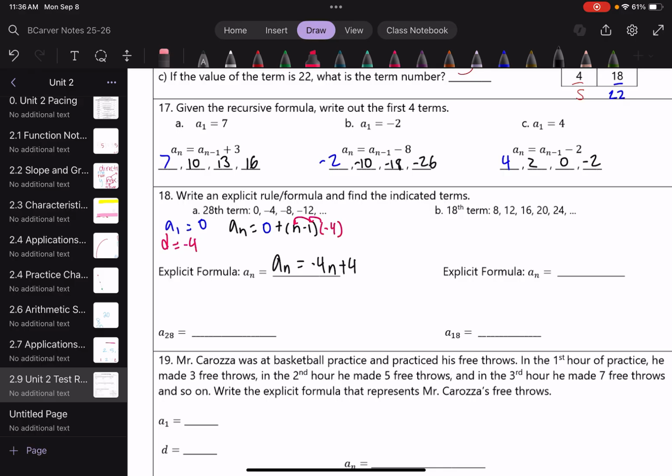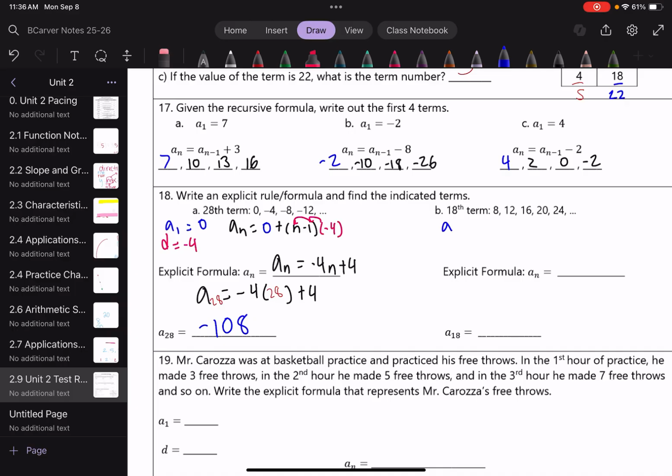And then if I find the 28th term, anywhere I have an n, I'm going to replace it with 28. So I got -4 times 28 plus 4. So therefore, my 28th term is -108.